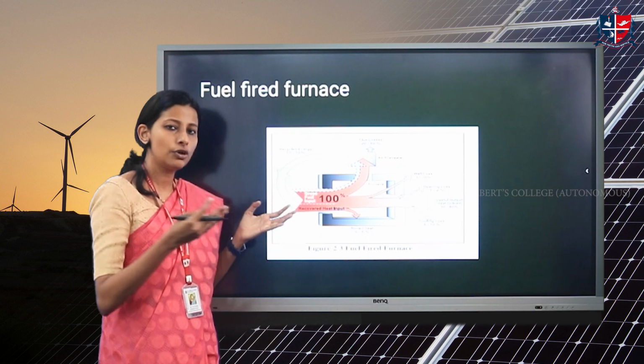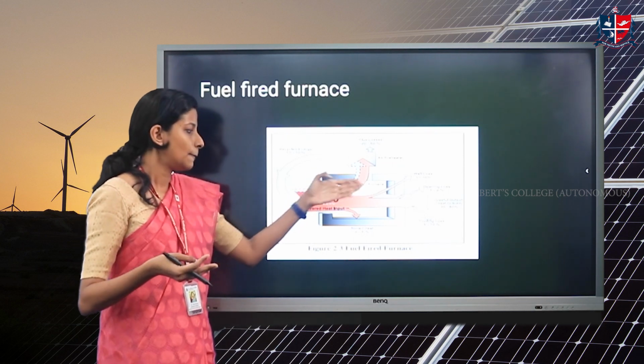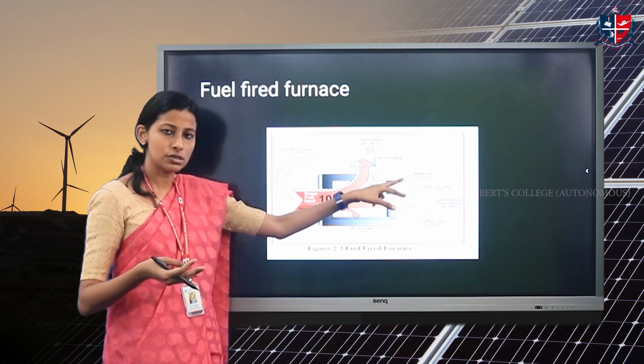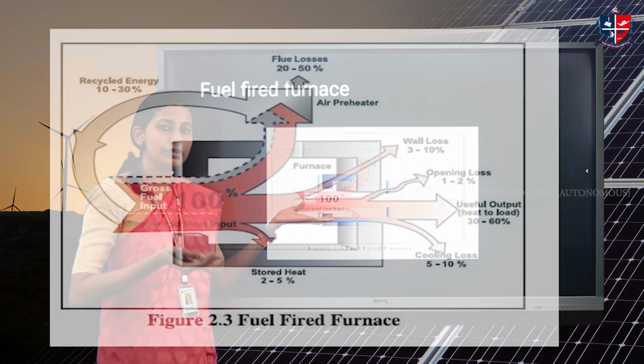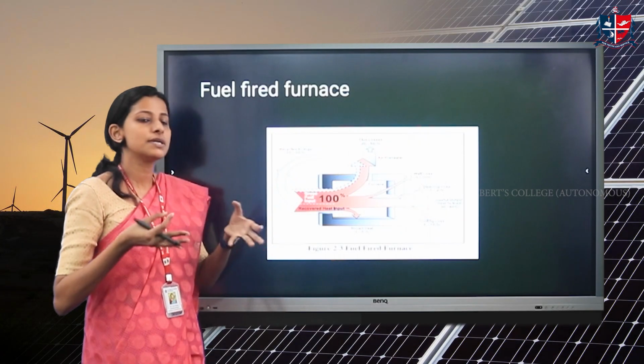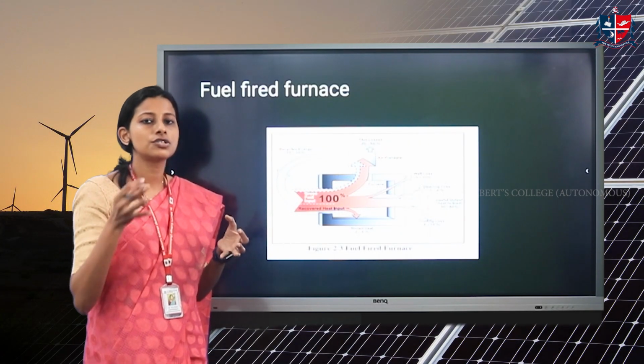We have a chamber for heating the material. Losses can occur through the opening, and through the walls. There could also be some amount of heat already stored inside the furnace. Also, flue loss accounts for the major component of furnace losses. Flue loss is the waste smoke. Almost 50% of the heat gets lost through the flue loss.